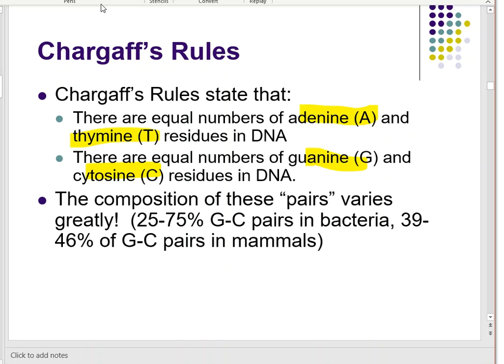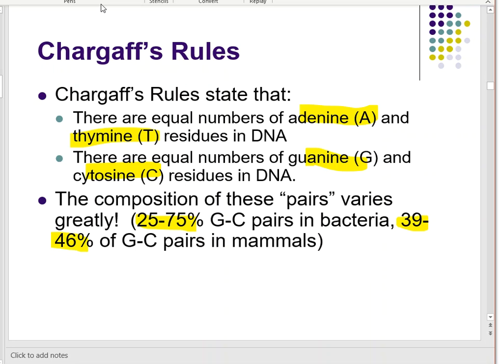Not only that, but trends have shown us that there is a difference in the ratio here. If we look at bacteria and only focus on the number of GC pairs, bacteria range from 25 to 75% GC pairs. Quite a large range depending on what they're doing. But if we look at mammals, that window gets tightened. It goes from 39 to 46, so you might as well round that off: 40 to 46% GC pairs in mammals.